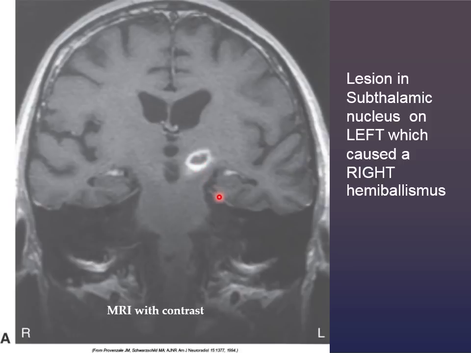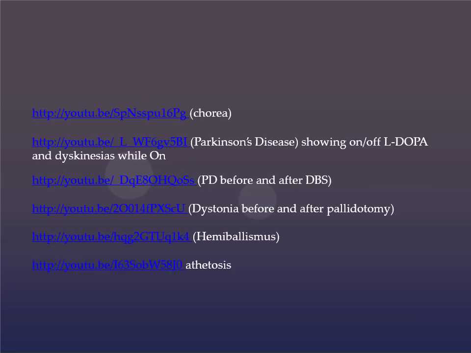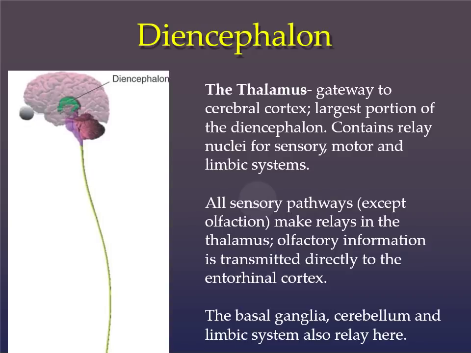This is an MRI. Chorea, athetosis, and hemiballismus are all characterized by excessive, uncontrolled, involuntary movements and result from lesions in part of the indirect pathway, which produces an overactive motor cortex. You may see examples of some of these movement disorders under these YouTube locations.